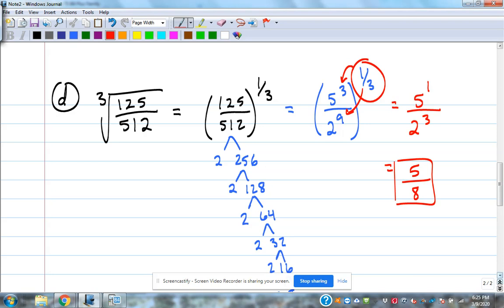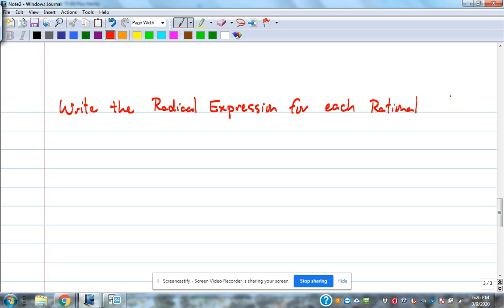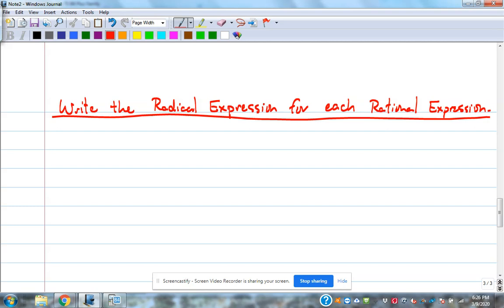So let's do a little bit of that just rewriting. So we'll write the radical expression for each rational expression. So kind of a different set of directions here. We're not really simplifying. We're taking an expression and writing it in two different forms. Okay, we'll take the form that it's in, write it in the other form.